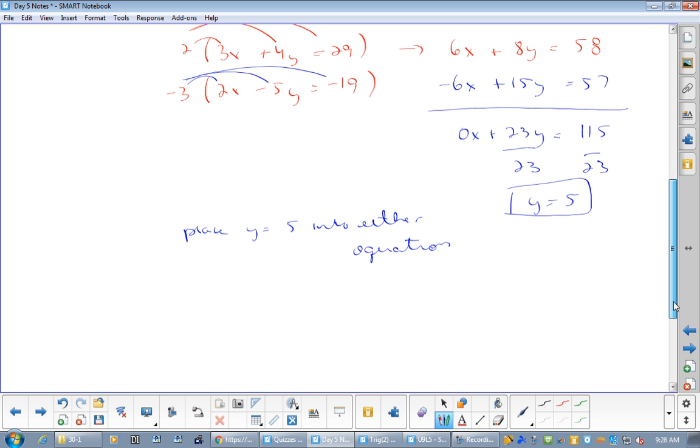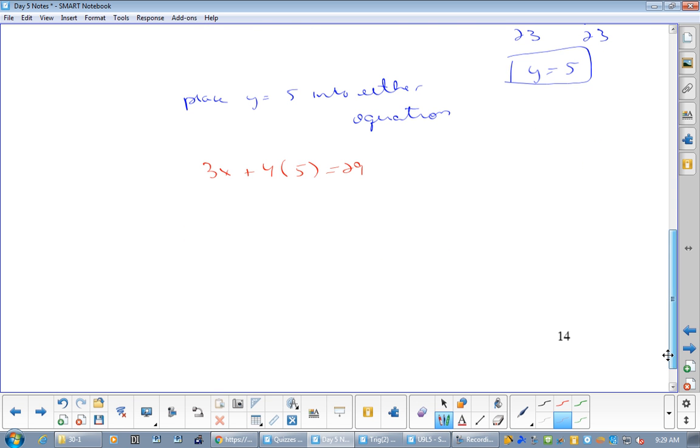Okay, Prashant, you should really write this stuff, right? Okay. So 3x plus 4 times 5 equals 29. 3x plus 20 equals 29. We should minus 20. I'll get 3x equals 9. Then I'll divide by 3. x equals 3.